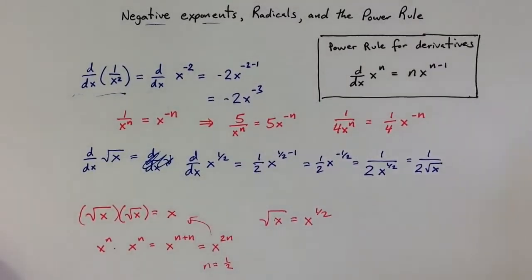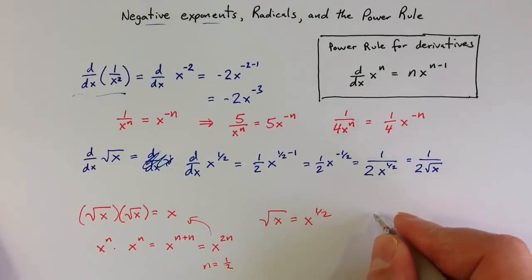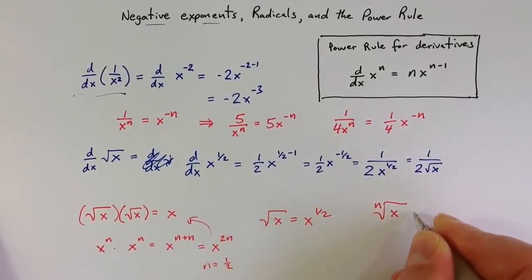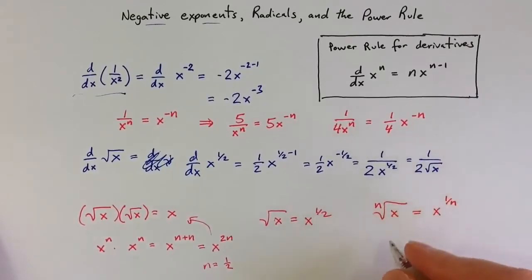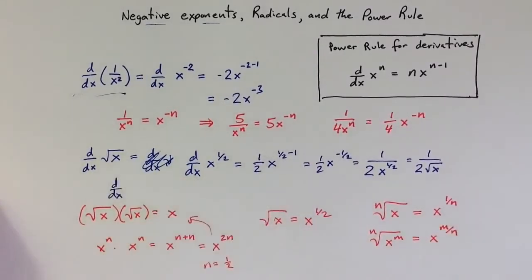This same property applies to other roots as well. So more generally, the nth root of x, like a cube root or a fourth root or a fifth root, can be written as x to the 1 over n power. And the nth root of x to the m could be written as x to the m over n. Let's look at one more example.